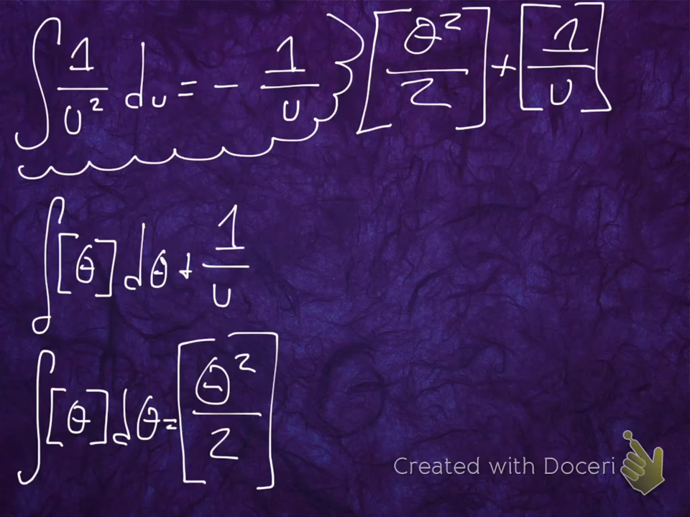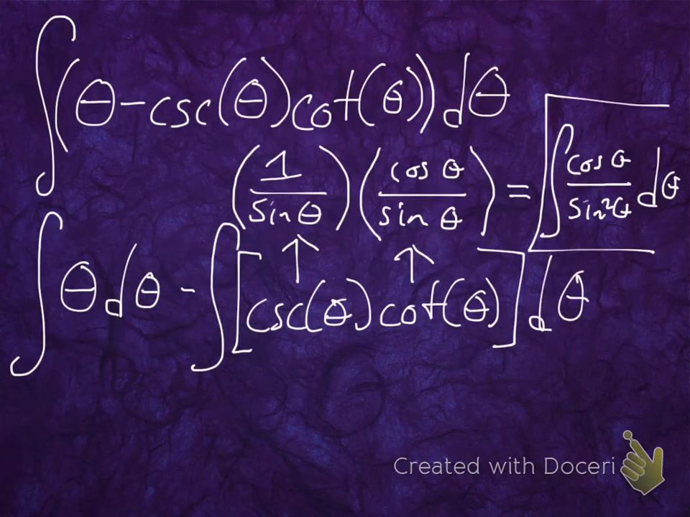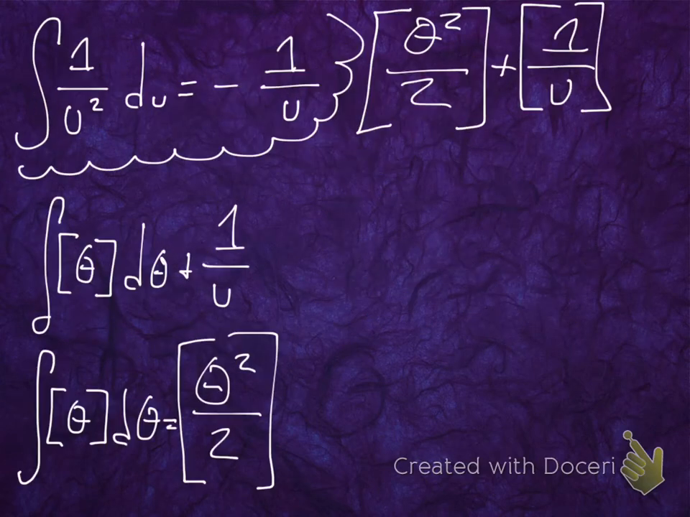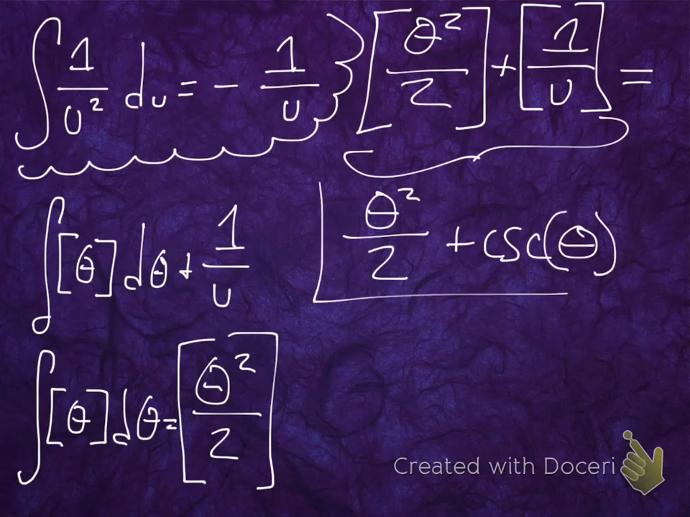So let's go back and see, what was our u? We said our u was sine theta, and our du is cosine theta d theta, but all of that was because we had cosecant theta times cotangent theta. So if we're going to appropriately resubstitute our u, then all of this should bring us down to theta squared over 2 plus, you guessed it, cosecant theta. Excellent. So we have this.